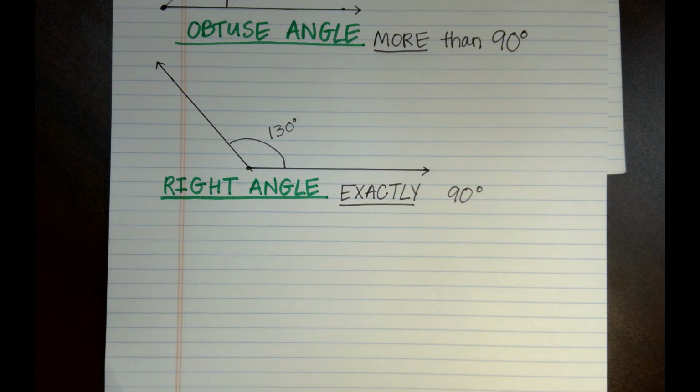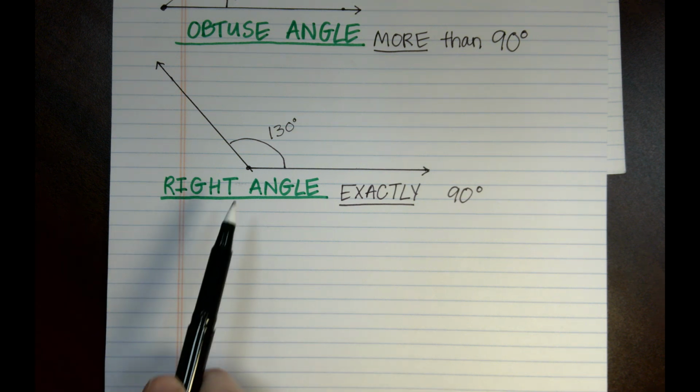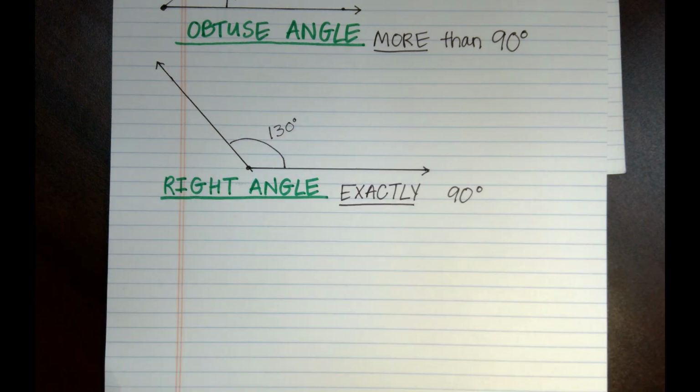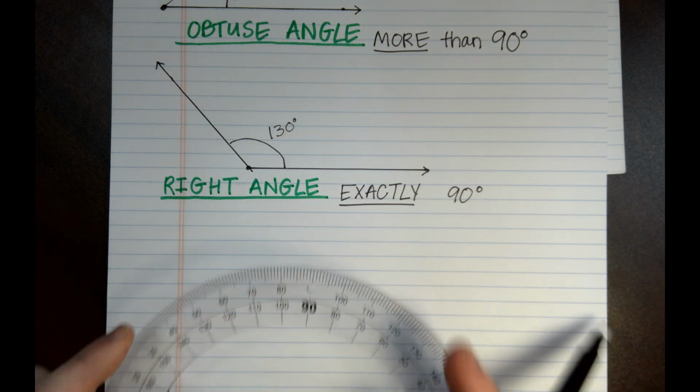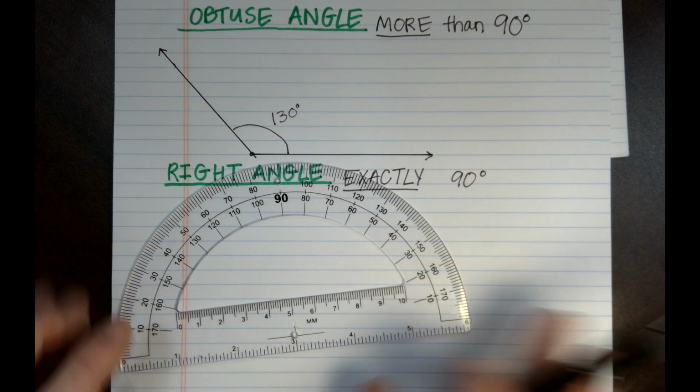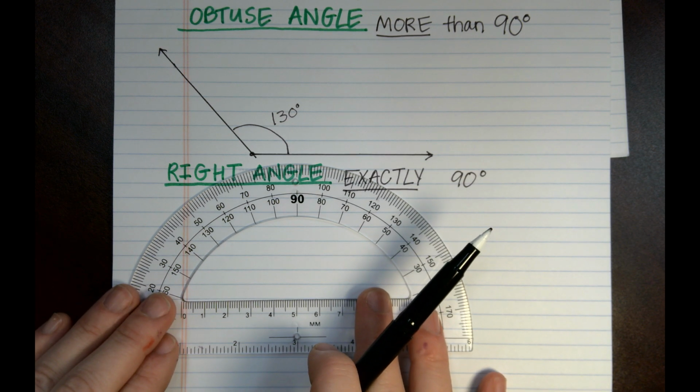It's going to be like the corner of a piece of paper. It's going to be perfectly up and down and then perfectly left to right. That perfect 90-degree angle. Okay. So I'm going to start with a straight line.